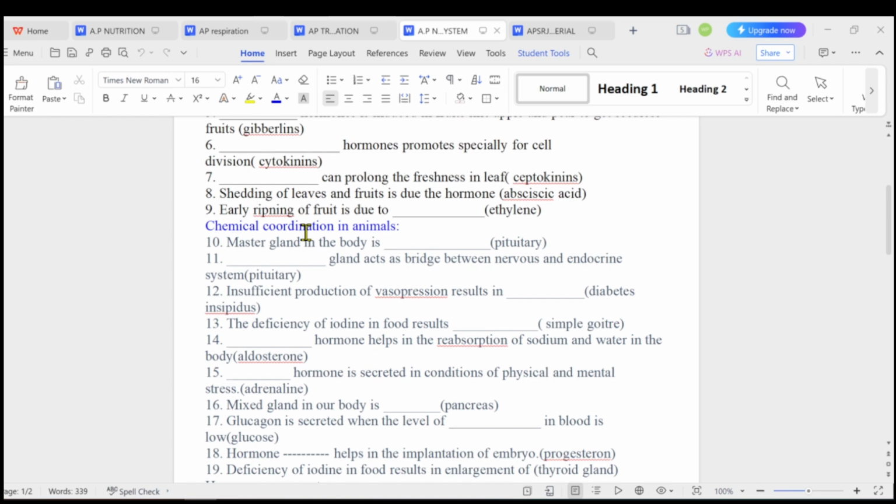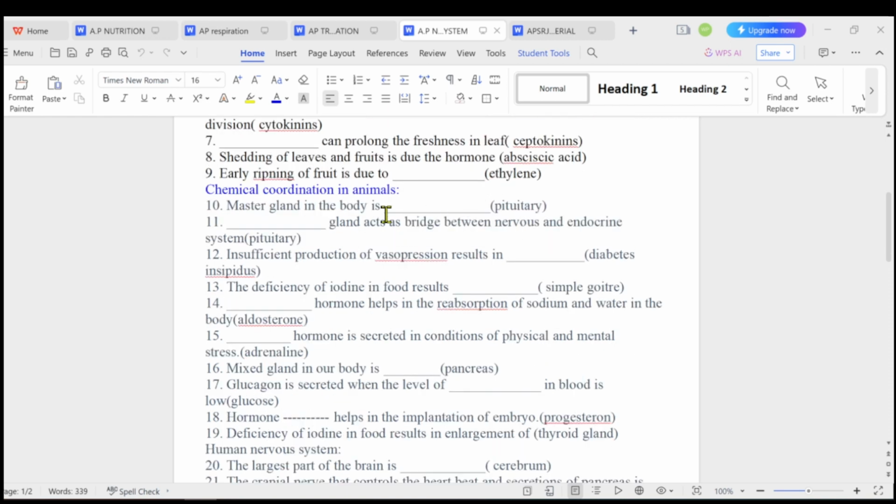Next question is, early ripening of fruit is due to. So ripening means whatever మనం పండు అంటున్నాం, fruit, ripened fruit. So early ripening of the fruit is due to the hormone called ethylene.